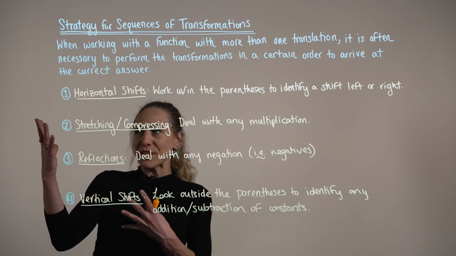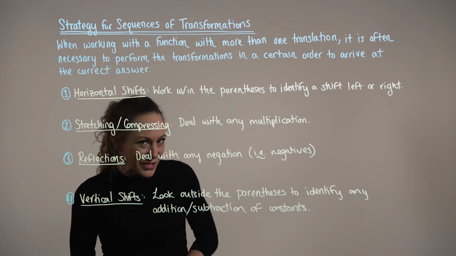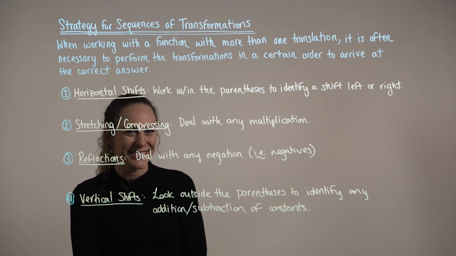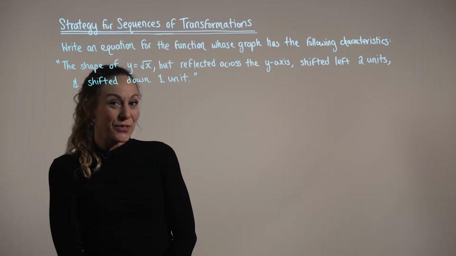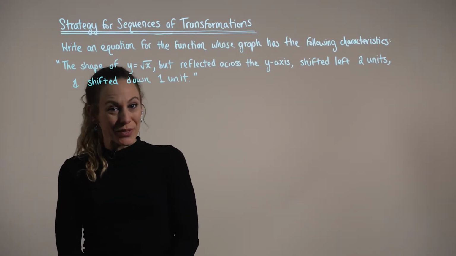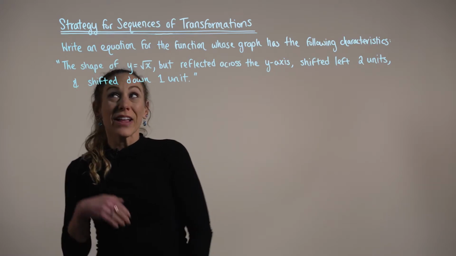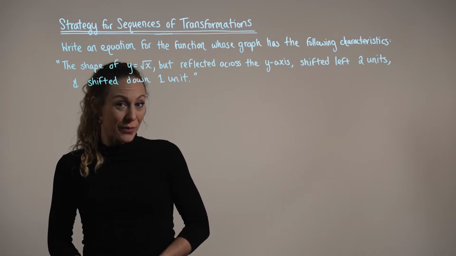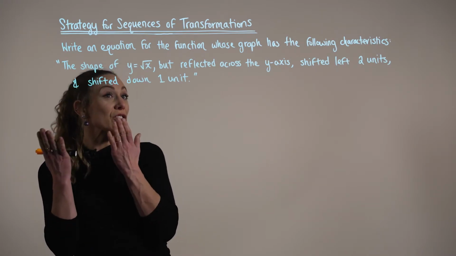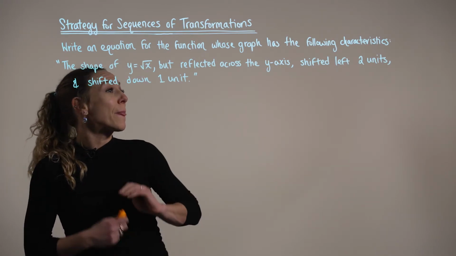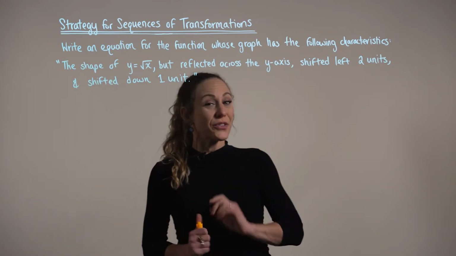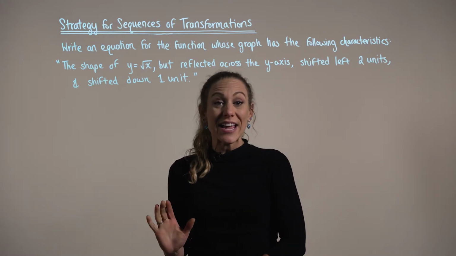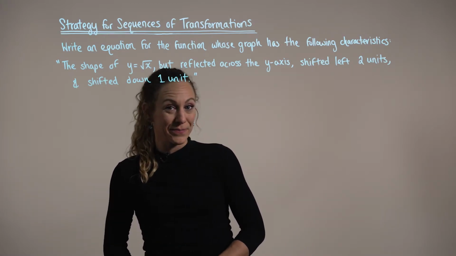Now, let's put this sequence of transformations into action with the following example. So to practice our strategy for a sequence of transformations, let's write an equation for the function whose graph has the following characteristics. So we have the shape of the square root, but this graph is going to be reflected across the y-axis, shifted left 2 units, and shifted down 1 unit.